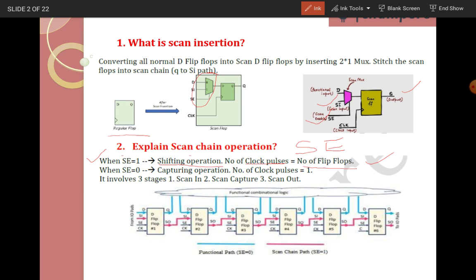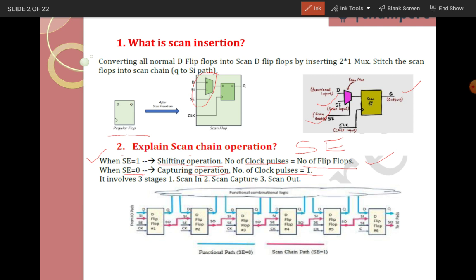Next one, when scan enable is equal to 0, it is the capturing operation. Capturing means it will hold, it will store the data. In the capturing operation, the number of clock pulses required is equal to 1. Irrespective of the number of flops, while capturing, the number of clock pulses is equal to 1. Only one pulse is required.